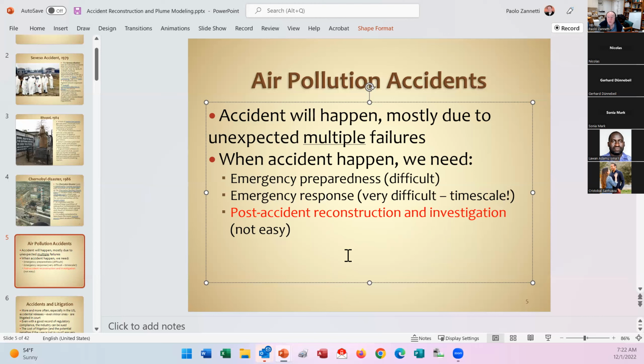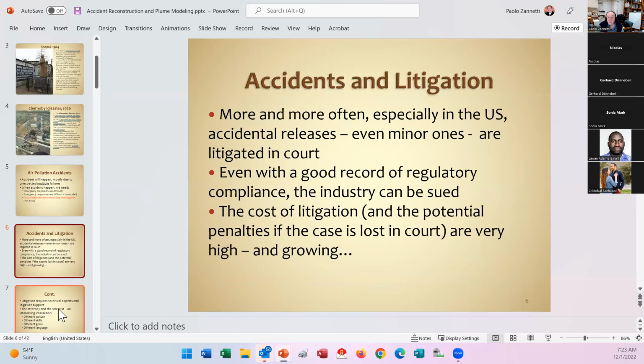So what we do most of the time is post-accident reconstruction and investigation, which is not easy, but is possible. A week after, a month after, sometimes 2 years after, we do post-accident investigation. And in the United States, of course, there are also litigation problems and litigation activities associated to any major or even minor accident.